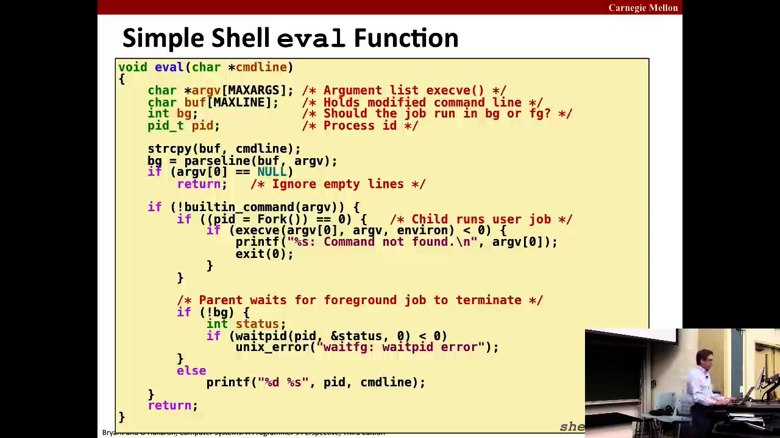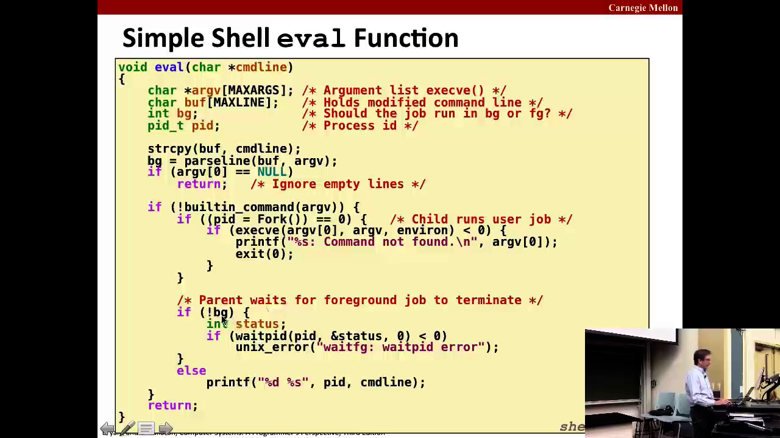So we check the return value for execve, and if it returns less than 0, in fact, the only time it'll return, if it does return, it'll always return -1. But we're just being careful here. So we check that for an error and print an error message if we find an error, and then exit. So once the parent gets control again, then it waits for that foreground job to terminate.